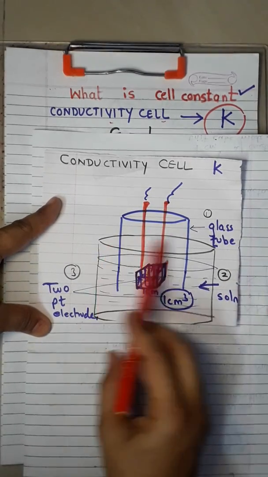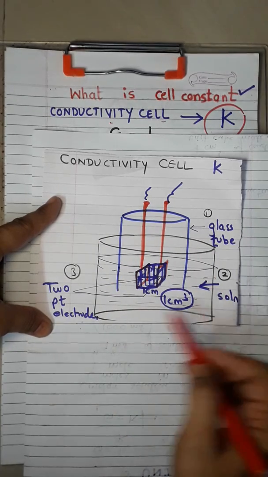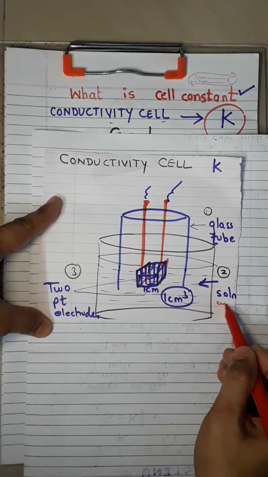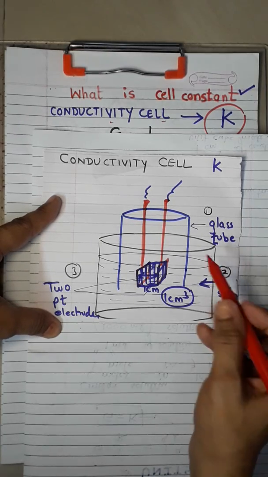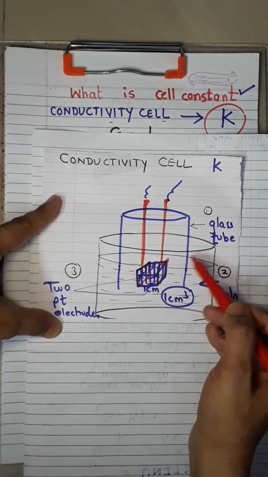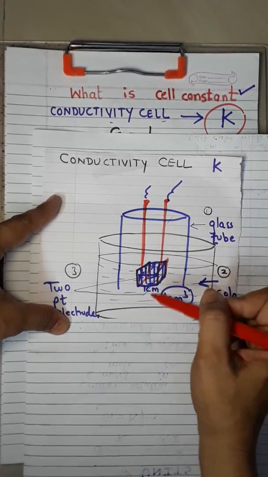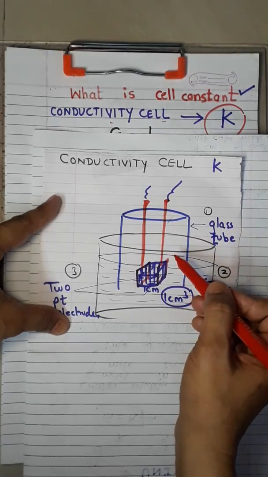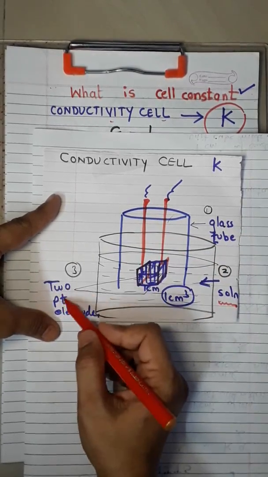You can see that the background which I have drawn black is a beaker. Okay, it's a container containing a solution whose conductivity we want to find out. In this beaker, we have put one glass tube which is inverted. It is hollow from both the ends, and inside the glass tube we have arranged two electrodes, and it is two platinum electrodes.